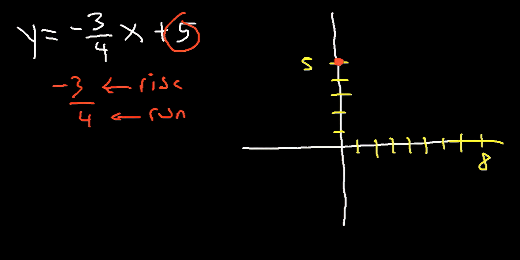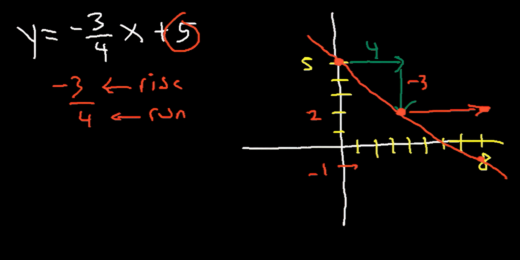So we're going to travel 4 units to the right and we're going to go down 3 units. So our next point is over here. And then we're going to do the same thing. We're going to travel 4 units to the right towards 8 and down 3. So we're going to be down at -1. And then just connect those points with a line.